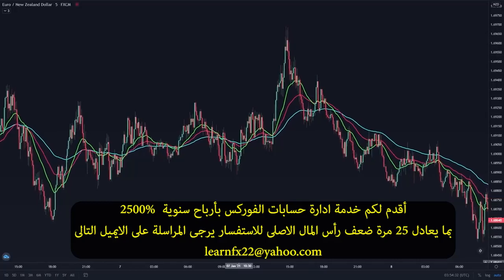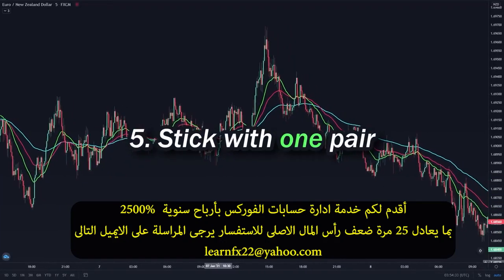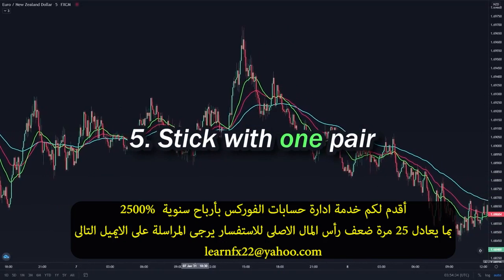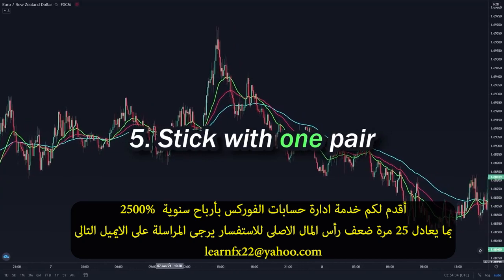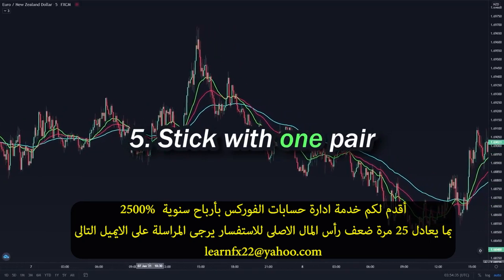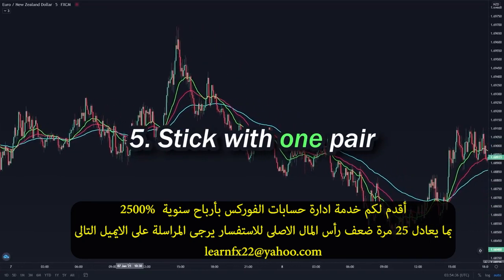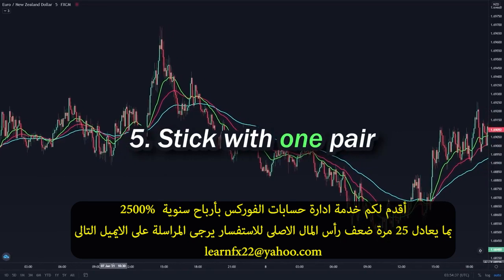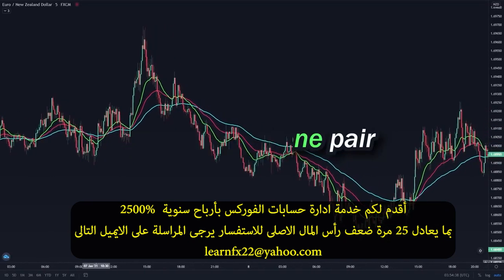And the last tip is sticking with one pair. When you're scalping, entry signals will appear very often. So you don't have to worry about missing entry signals from other pairs. Just choose one that you're comfortable with and stay with it.